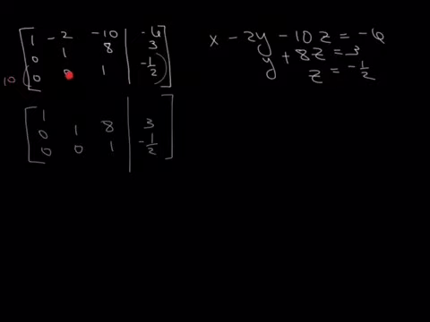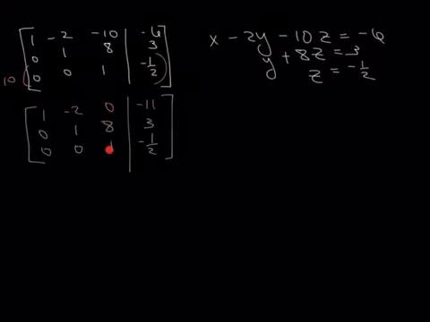10 times 0 is 0 plus -2. 10 times 1 is 10 plus -10. 10 times -1/2 is -5 plus -6. Okay? So there we have a new row there with that -10 turning into a 0. Okay, now we want this to be a 0.